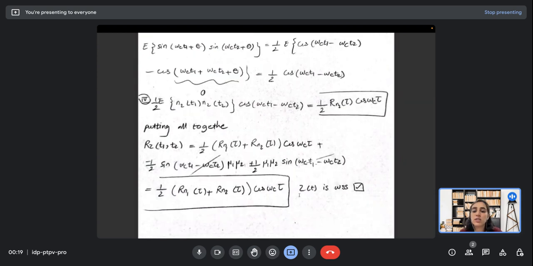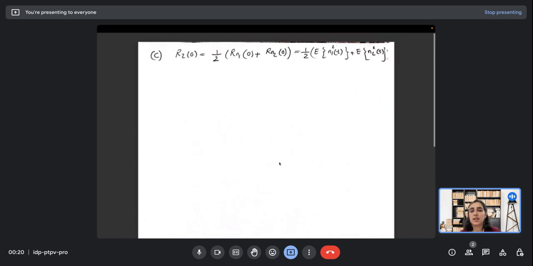If we put all of these together, we can see that the sine of WC t1 minus WC t2 is going to be removed by another term, which is equal to this. And we will get to the final result of 1 divided by 2 times r of n1 plus r of n2 times cosine WC tau. So we can obviously see that z of t is WSS because it is written as a function of t1 minus t2, which is tau.